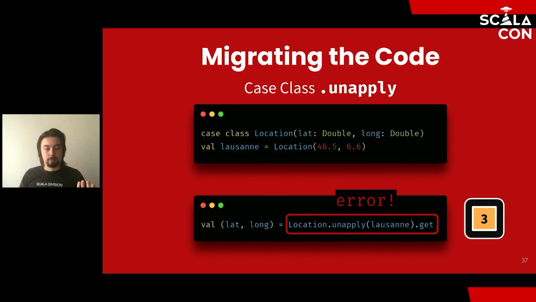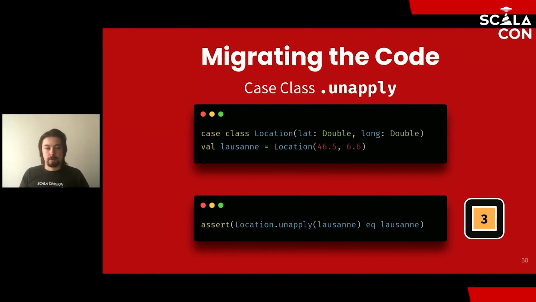But when we try and compile this with Scala 3, we get an error. Why do we get an error? Basically, the return type of unapply on the companion object of Location has changed. So now we can see that Location.unapply actually returns its argument. We see here that we assert that it is the exact same object that is returned. So Lausanne is not a pair anymore, it is now a Location.